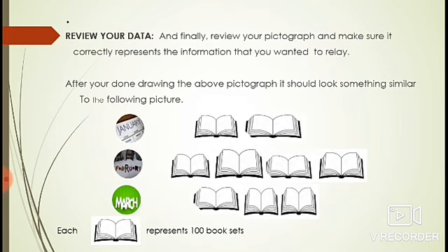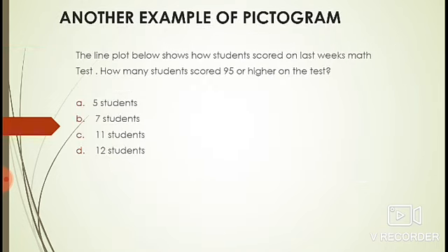Review your data. And finally, review your pictograph and make sure it correctly represents the information that you wanted to relay. After you are done drawing the above pictograph, it should look something similar to the following picture. In January, 200 books sold. In February, 400. And in March, 300. Each book represents 100 book sets.